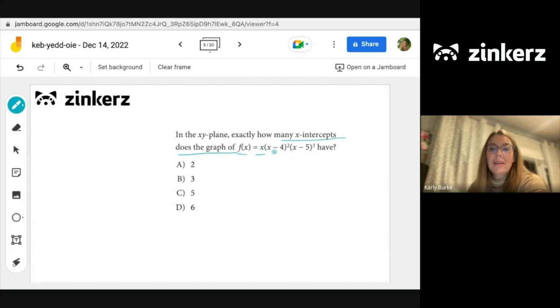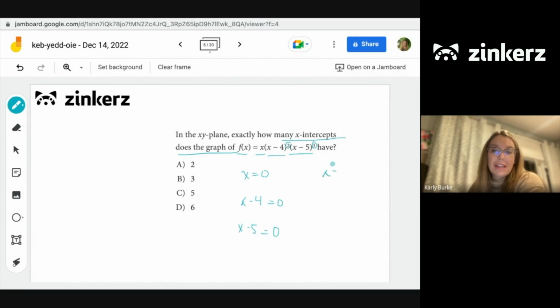So it's x times (x minus 4) squared times (x minus 5) cubed. The fact that this is squared and this is cubed does not mean that there's an additional x-intercept. There are 3 factors here. The factors are x, x minus 4, and x minus 5. By setting each of these equal to 0, you can figure out what the 3 x-intercepts are.